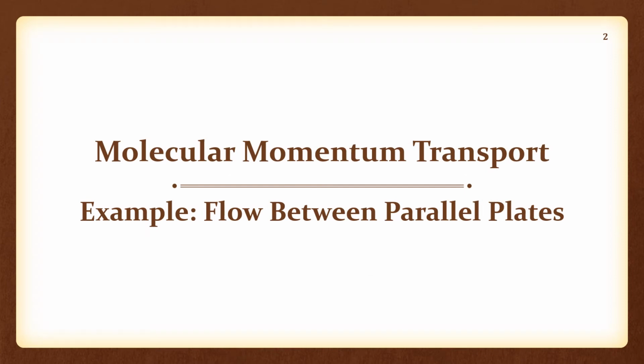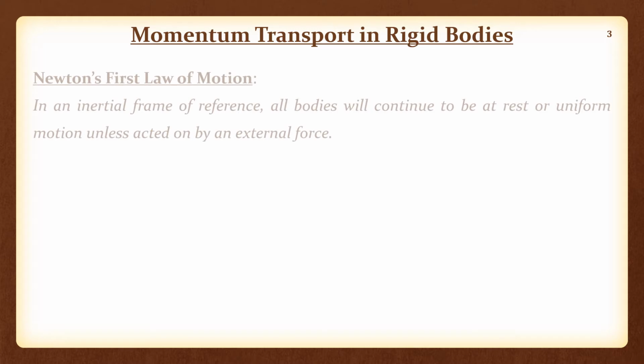And to motivate how molecular momentum transport occurs, we start with two examples. This example is going to be an example of flow between two parallel plates. Now consider, before we go into flow between two parallel plates, how momentum transport happens in rigid bodies, in solids. A car moves, or a person runs, or a bicycle moves. This kind of momentum transport is something that you have studied in your school days, and they are all governed by Newton's laws of motion.